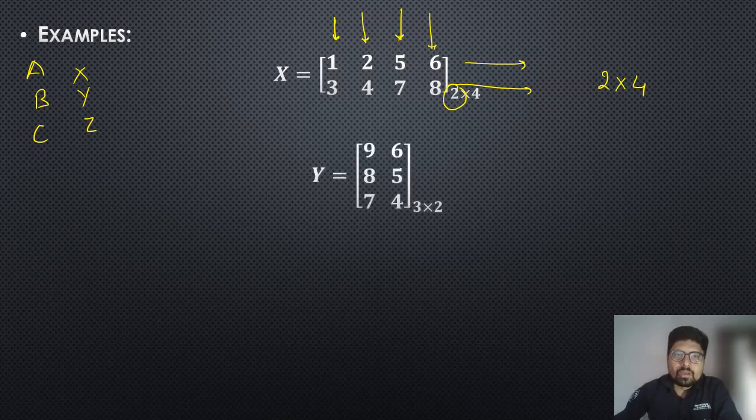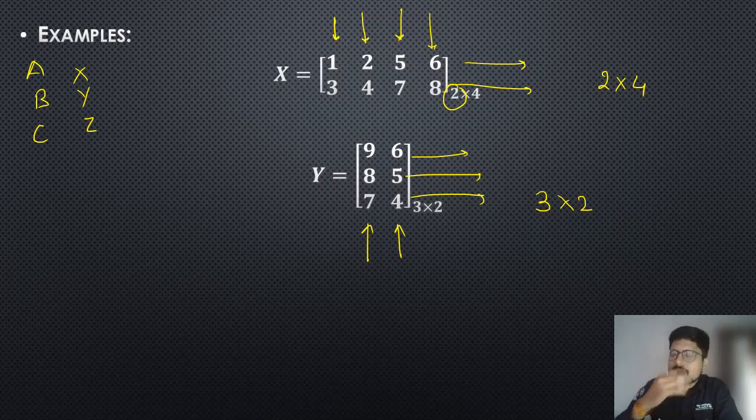Next, this is another matrix Y. You can see that there are 6 elements in this matrix. There are 3 rows. This is first row, second row, third row, and there are 2 columns, first column and second column. So 3 rows and 2 columns. So this matrix is of order 3 by 2. A matrix can be of order 1 by 2 or 1 by 3. We can define a matrix of order 1 by 2 or 1 by 3 and so on. Let's move on.